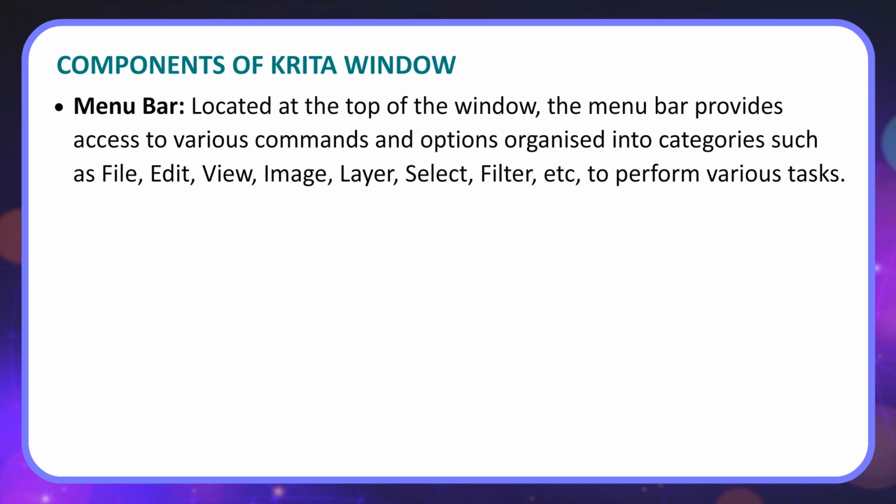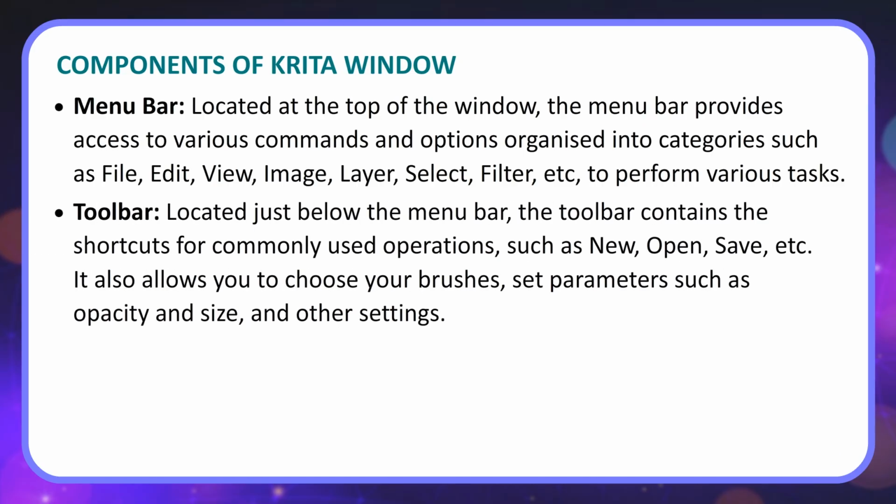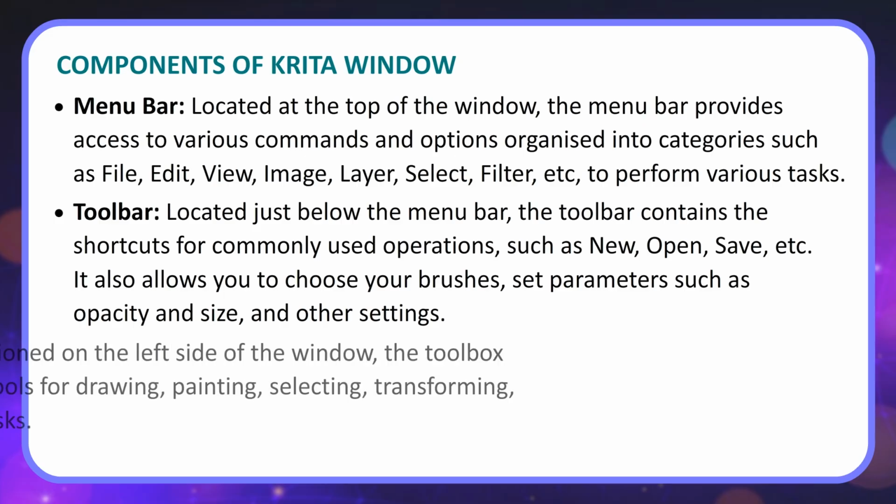Zoom slider. Menu bar. Located at the top of the window, the menu bar provides access to various commands and options organized into categories such as File, Edit, View, Image, Layer, Select, Filter, etc. to perform various tasks. Toolbar. Located just below the menu bar, the toolbar contains the shortcuts for commonly used operations, such as New, Open, Save, etc. It also allows you to choose your brushes, set parameters such as opacity and size, and other settings.